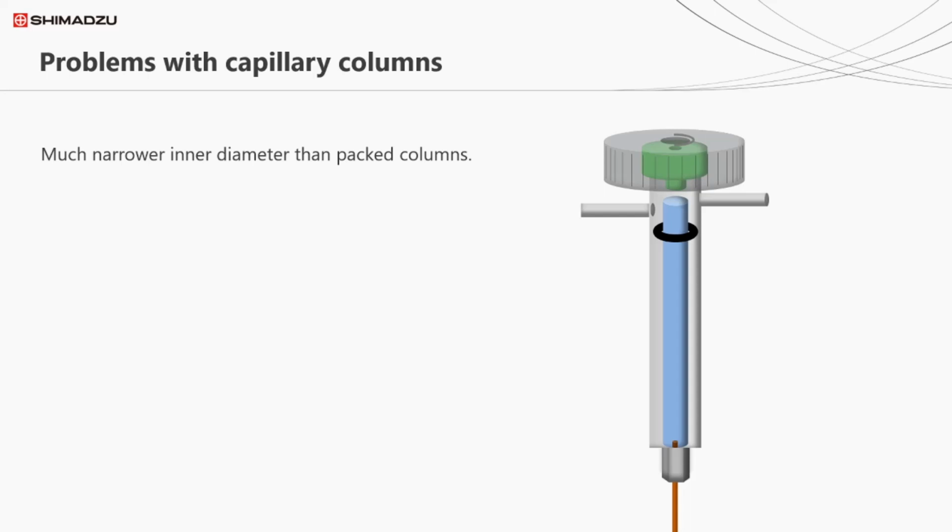More importantly, the linear velocity of our carrier gas, that's the speed it travels down the column, would have to be incredibly high. This would result in very poor peak shape and virtually no separation. And remember, the whole point of these capillary columns is to exploit their greater separating power. So we must reduce the column flow rate. Around 1 mL per minute is normal for a standard capillary column.